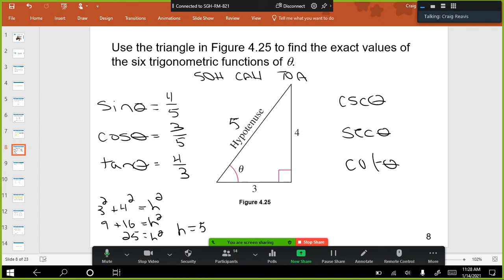So now since I know sine, cosine, and tangent, all I've got to do is take the inverses to find the cosecant, secant, and cotangent. So the cosecant is the inverse of the sine, so that's 5/4. The secant is the inverse of cosine, so this is going to be 5/3. And the cotangent is the inverse of the tangent, 3/4.